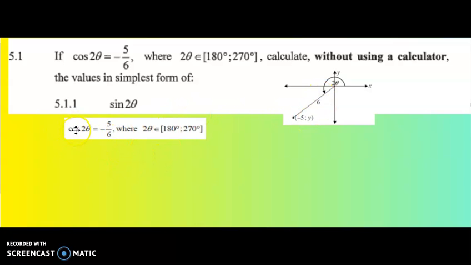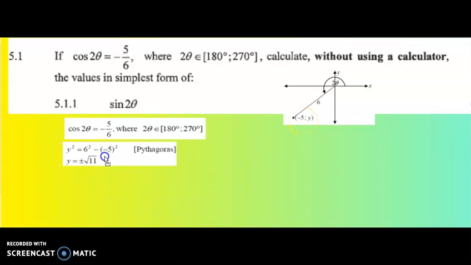Second thing, cos is an x value over an r value. X value being negative 5, my r value being my radius or my ray, which is 6. So I need to calculate the corresponding y value. Now, if I construct my right angle triangle, I can use Pythagoras to calculate the length of this line, because the distance here is known to us, so we can calculate this distance. So, y squared is equal to r squared minus x squared.